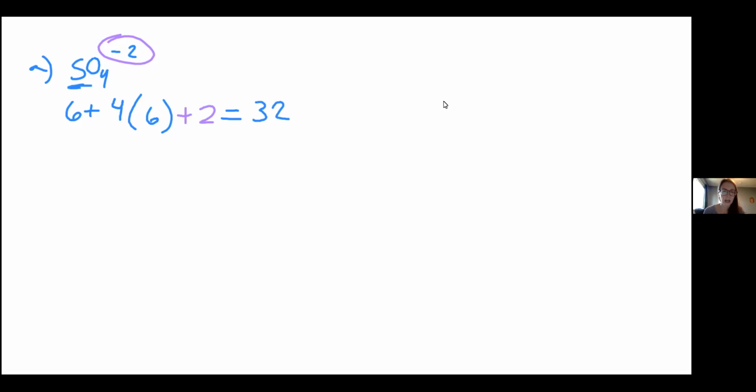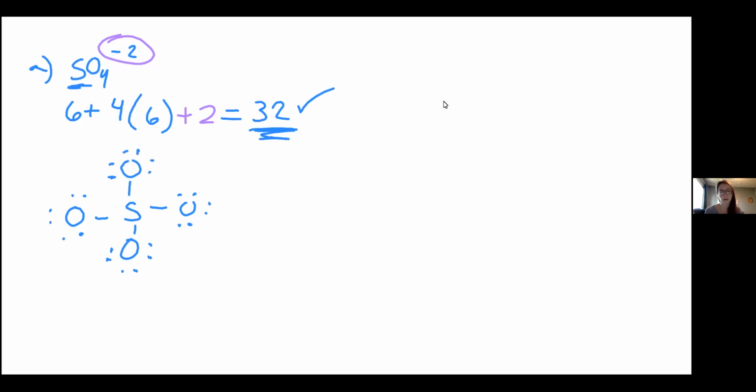Sulfur is going to be my central atom since I don't have a carbon and I only have 1 sulfur. I put the oxygens around it. Using up my 32 electrons, I'm going to start with single bonds. 2, 4, 6, 8. And I'll keep going with lone pairs until I've used all 32. 10, 12, 14, 16, 18, 20, 22, 24, 26, 28, 30, 32.